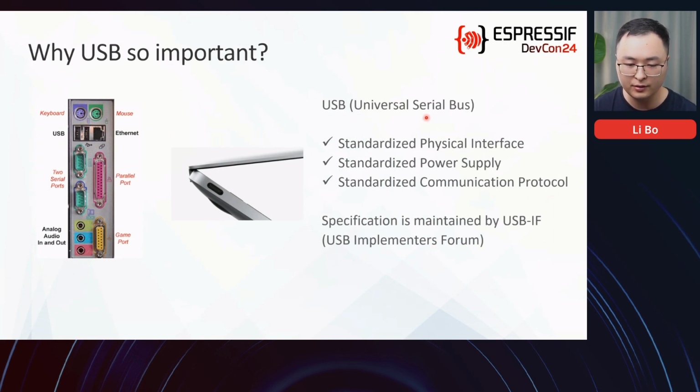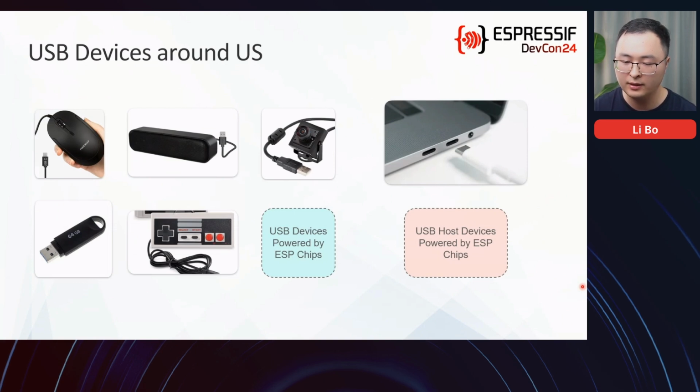USB's full name is Universal Serial Bus, and it is defined by the USB Implementers Forum. The specification defines not only the communication protocol, but also the physical interface and the power supply. So it makes it easier for devices with a USB interface to connect to each other. There are many types of USB devices around us, such as a mouse, a speaker, a camera, a USB disk, and a gamepad. Now, chips with USB support can join the big family. You can develop all the mentioned devices in the picture with ESP chips.